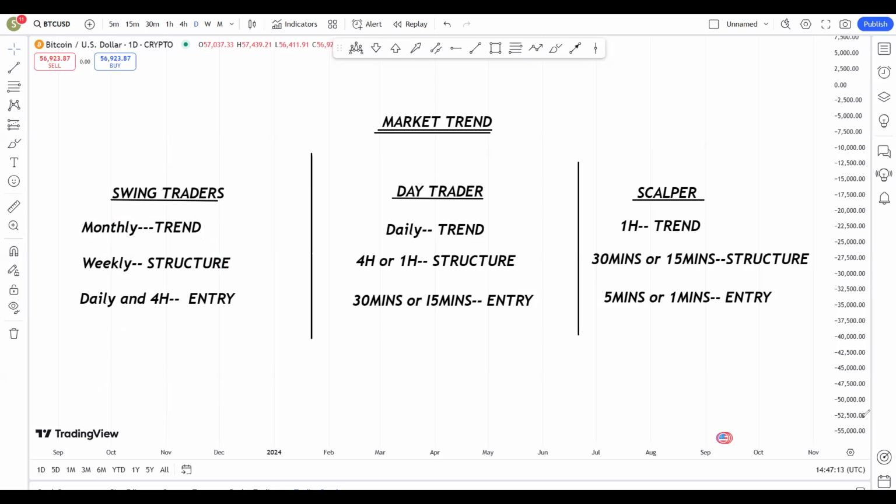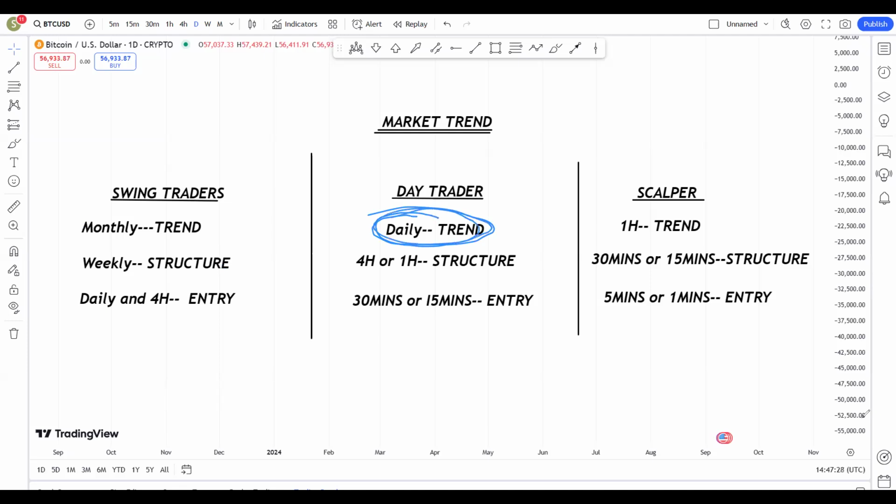Day traders come to the market within a day, 2 days, and then they do the analysis. Most of them start the analysis just like myself. I start my analysis from the daily time frame. You can actually start your analysis from the monthly time frame also, but I use the daily time frame.